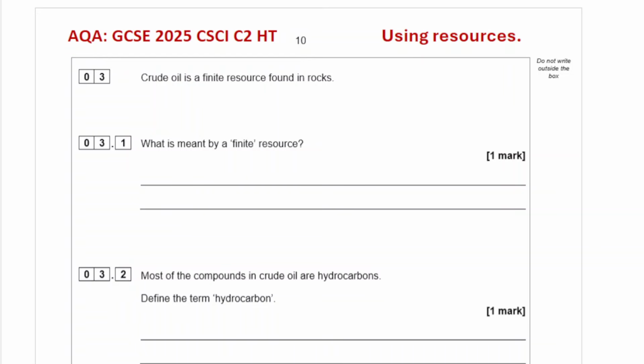So a resource that will run out, which means it is limited supply.